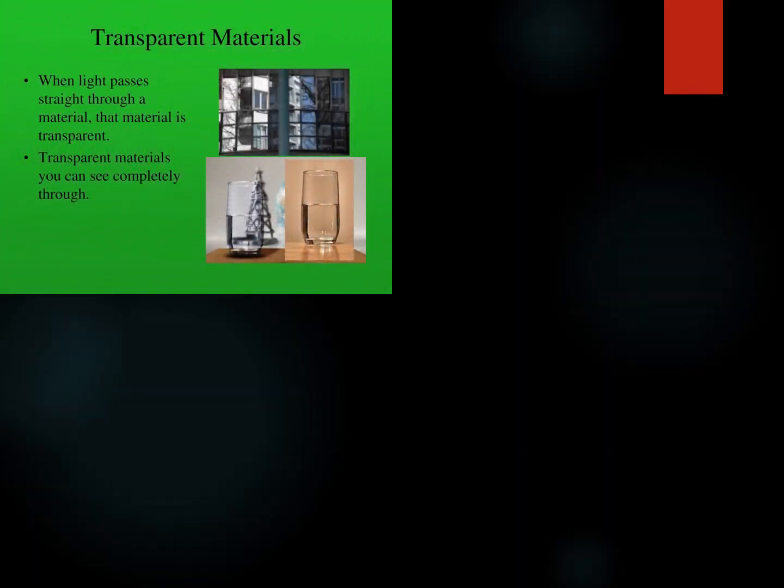Second one, transparent materials. Transparent materials like glass. When light passes straight through a material, that material is a transparent material. Transparent materials allow all the light to pass through, and also we can see things behind them clearly. With transparent material, you can see completely through them.